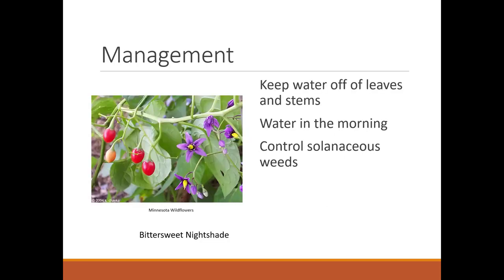You want to keep water off the leaves and stems, water in the morning, and then something like bitter nightshade is in the Solanaceae, so it's actually going to be harboring the disease. You do want to get rid of that.